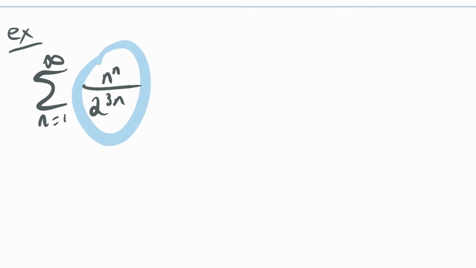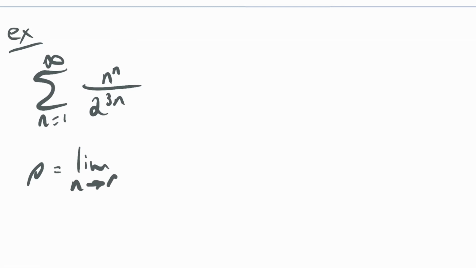And notice that everything here is positive. We don't have to worry about minus signs. So rho equals the limit as n goes to infinity. And in fact, I'm going to observe here that 2 to the 3n power could be written as 2 cubed to the n power, or in other words, 8 to the n power.